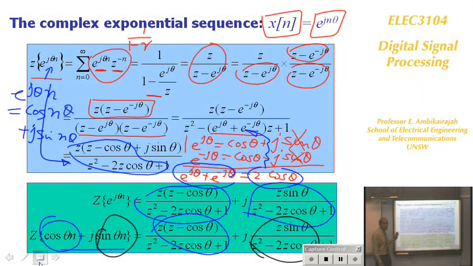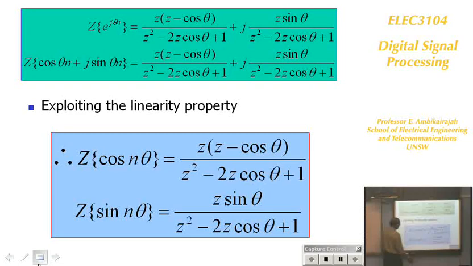So, you move that, and now you can have a look here. You equate real part to real part, imaginary part to imaginary part. You get the z transform of cos n theta, which is a cosine function, and you get that. And the z transform of sin n theta is that.